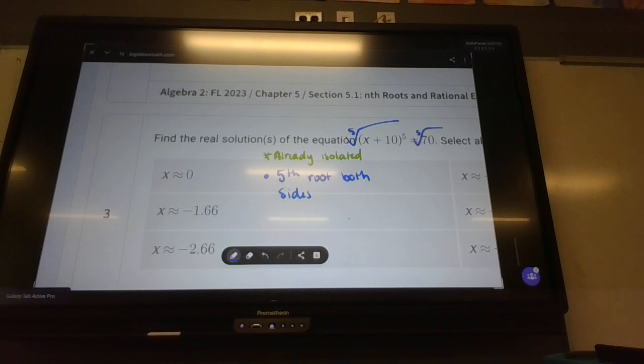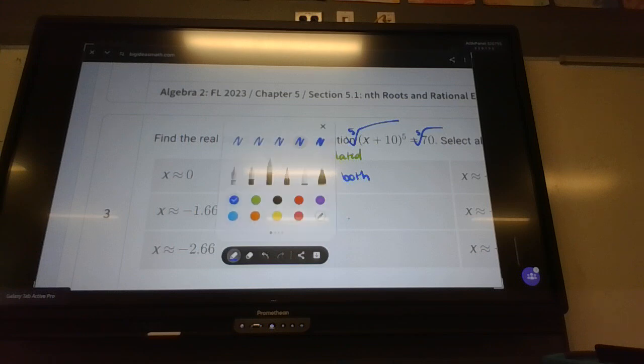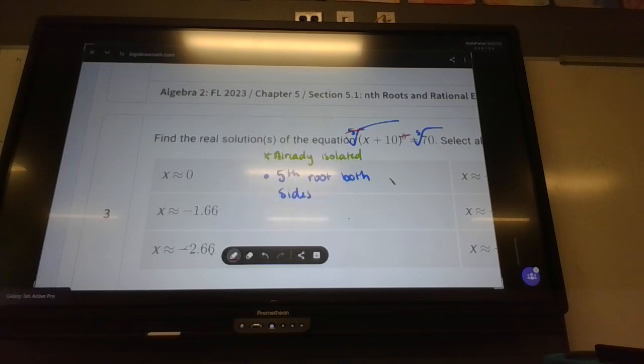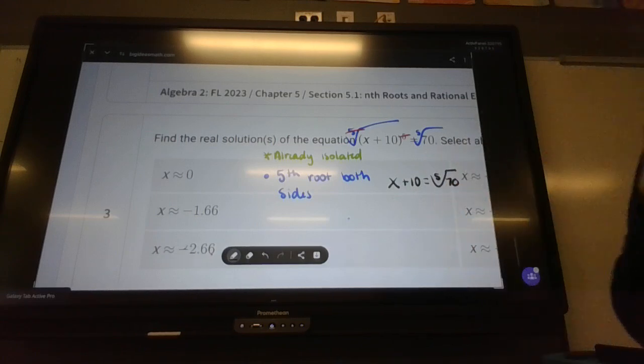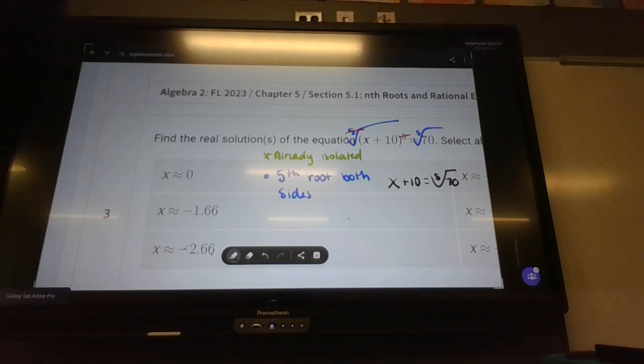And sometimes we're supposed to leave it in perfect radical form. Sometimes there's decimals. Clearly the options here are decimals. So we'll go ahead and use the calculator. The root of 5 cancels out the power of 5. And I have x plus 10 is the fifth root of 70. So does anybody need help getting their calculator working? 5, second, exponent, 70 to get 2.339 approximately.